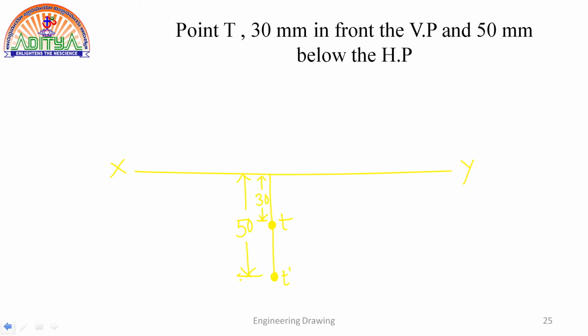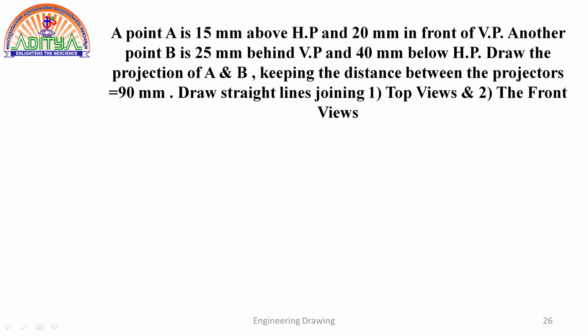Okay. Up to now we have discussed where points are located in all four quadrants, or points located on the horizontal plane or on the vertical plane. Now we will solve some more questions. Here in this given question, the points are A and B. When you are solving these types of questions, first read the question once or twice for better understanding. After understanding the question, then try to solve it.